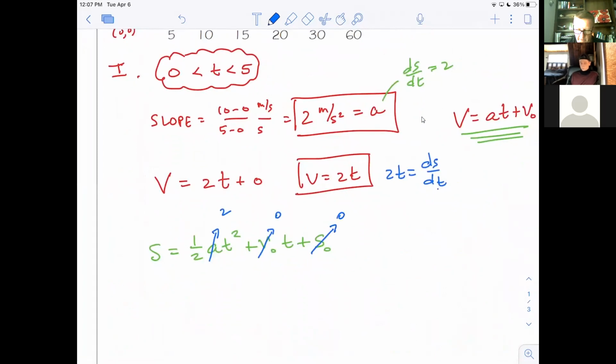Cool. If that's the case, 1/2 times 2 is 1. So I get s equals t squared. And so now I have an equation that will allow me to know anything I want to know about that first phase of time from 0 to 5. I know anything I want to know.